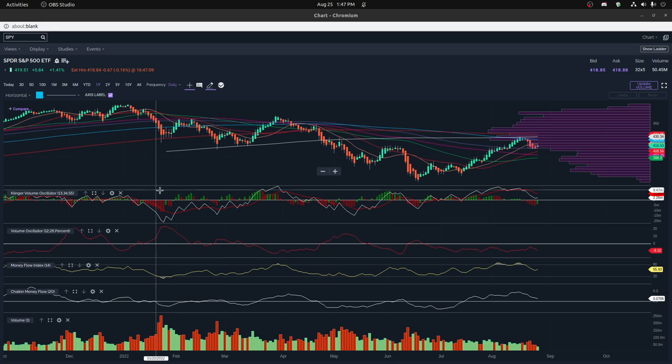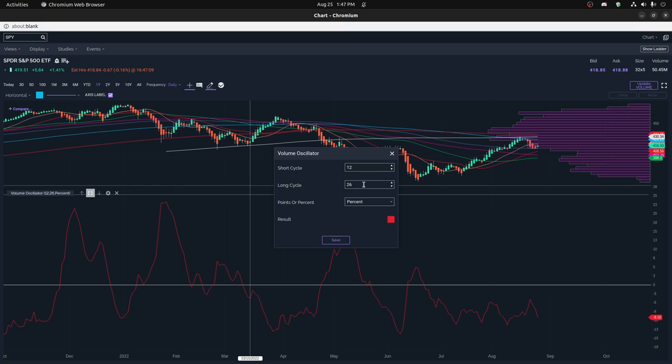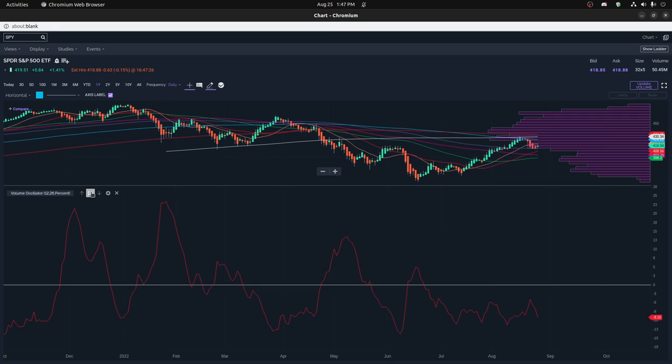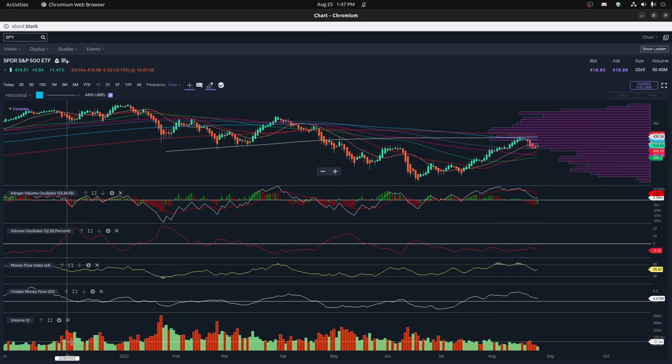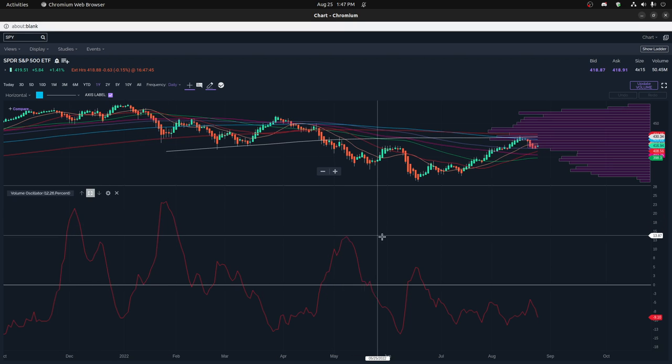So first of all, if you're familiar with a regular oscillator, it's basically the difference between two moving averages. Right here you have a short cycle of 12 and a long cycle of 26, and it takes the moving average over 12 periods and 26 periods, just of the volume. That's what the volume oscillator does. It takes the difference between those two, and then you can start to see where the volume spikes. On this particular chart, you can see the volume spikes here, here, and here, and here.